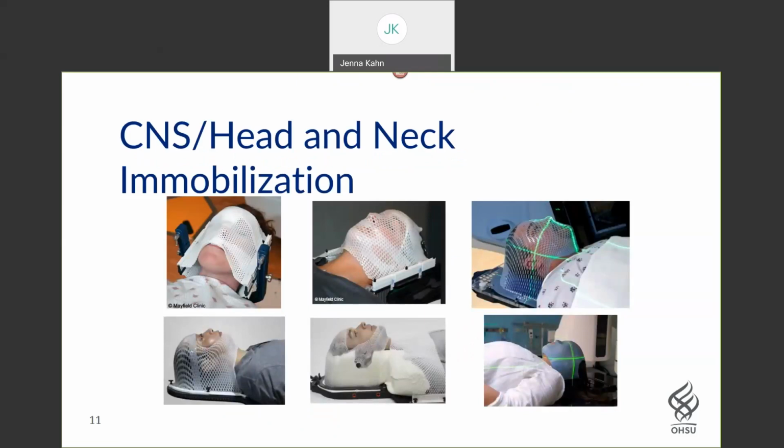For brain tumors and head and neck immobilization, we can use these aquaplast masks again so that patients are not moving during their treatment. This is especially important when we are treating to the head and neck area and brain.